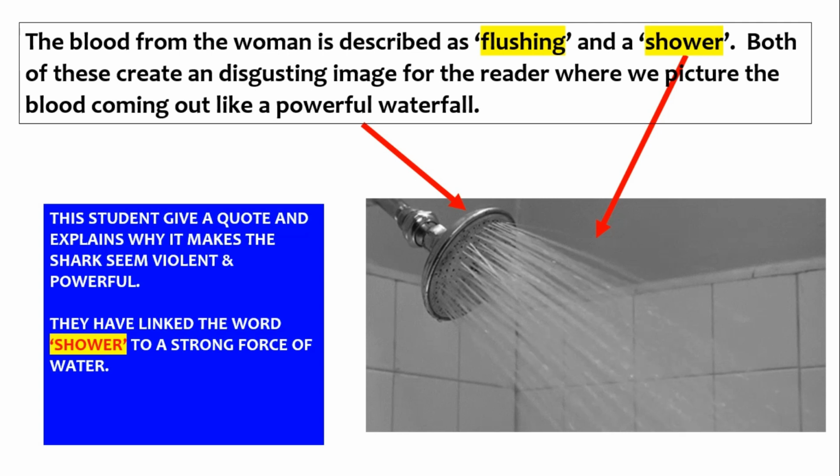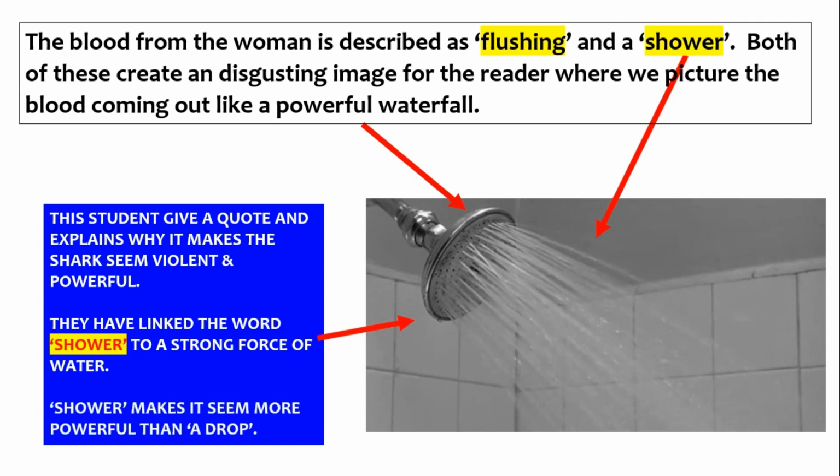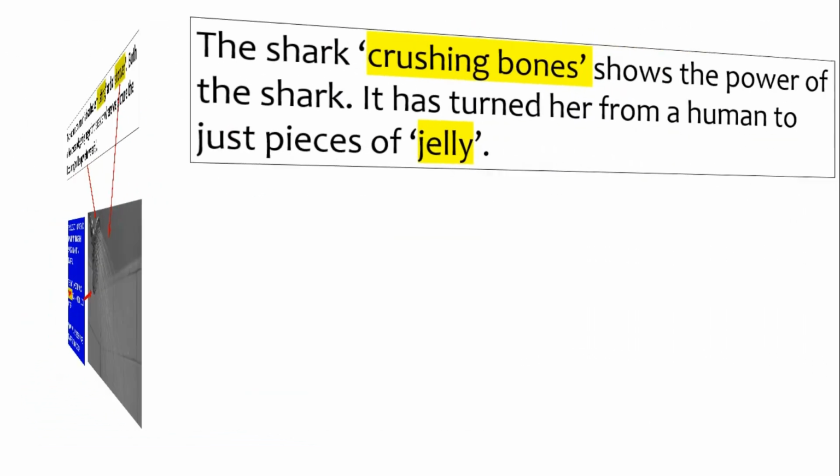They've linked the word shower to a strong force of water, like the image. This is how the water was coming. This is the image the reader gets. Okay, shower makes it seem more powerful than a drop. So if it had said the blood was coming out of a drop, it gives us a totally different image. Not as scary, not as frightening, not as powerful, not as violent. But shower of blood coming, like thrashing out, really gives us an image of what the shark can do.